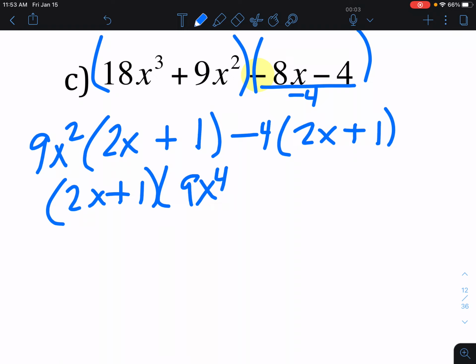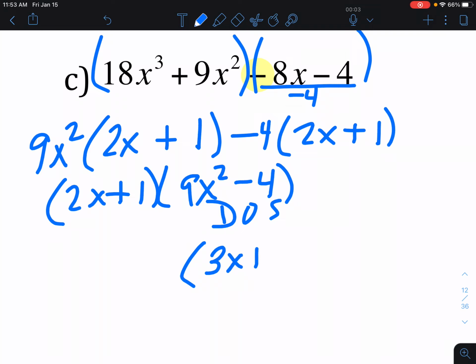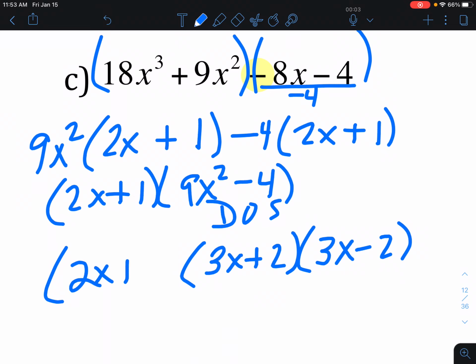I should say 9x to the second and minus 4. So, can I factor more? Yes, I can. Not the 2x plus 1, but this guy here is a difference of squares. So that would be 3x plus 2 and 3x minus 2. And bring down your 2x plus 1.